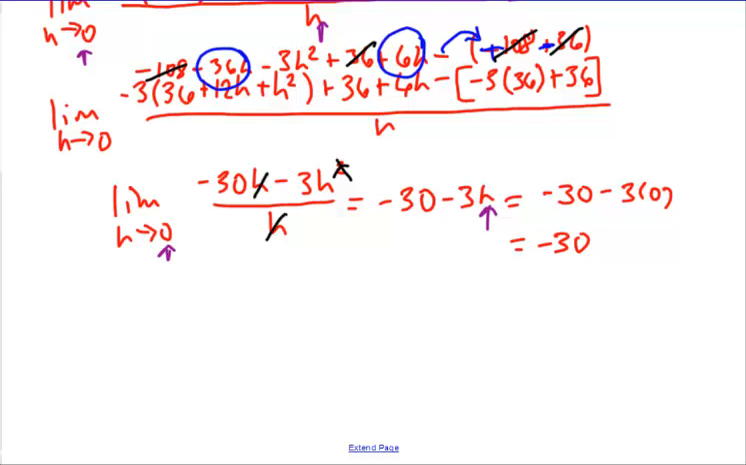Alright, so the question is to find the slope of the tangent line of the curve at the point, and that is what this is. It's also the instantaneous rate of change, and that's all we need for this problem.